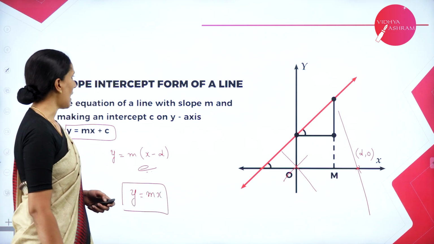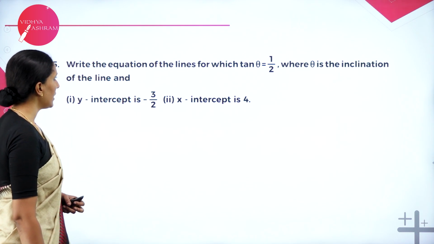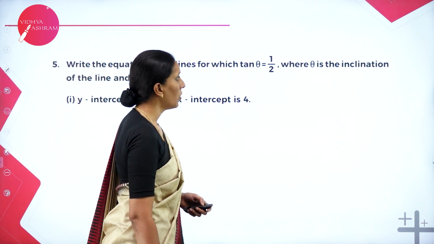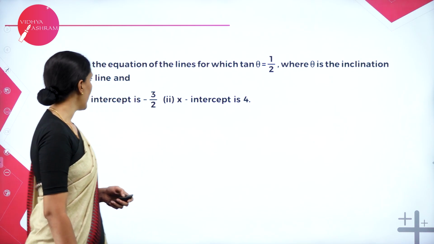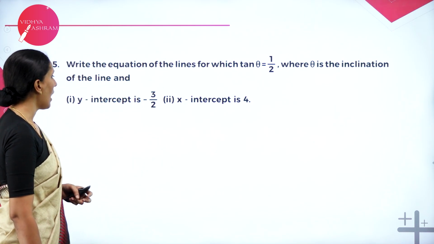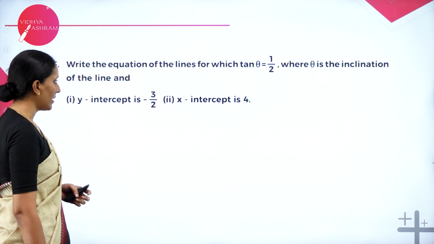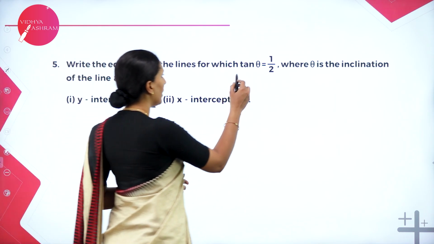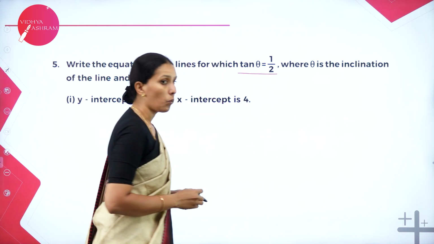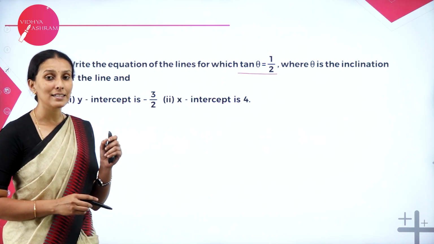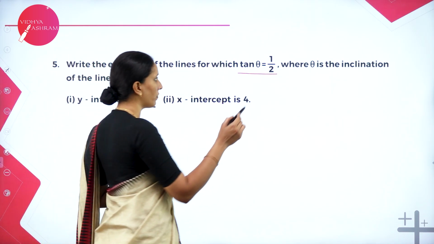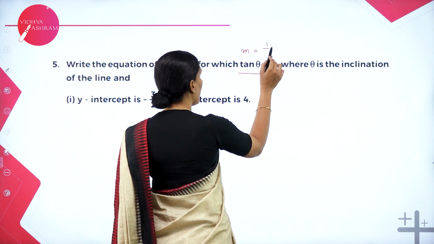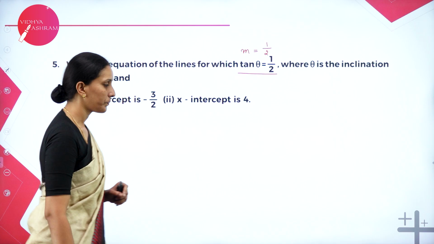So let's take an example. Write the equation of the lines for which tan theta is equal to 1/2, where theta is the inclination of the line, and the y-intercept is -3/2, and the x-intercept is 4. First they have given tan theta = 1/2. What do you mean by tan theta? It is the slope or gradient of the line. So that means they have given you the value of m. Therefore m = 1/2.